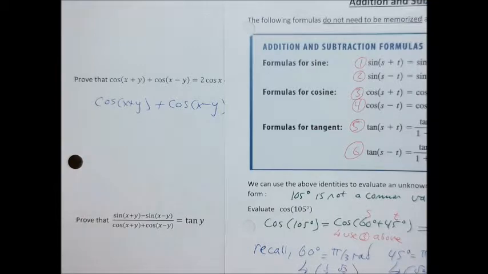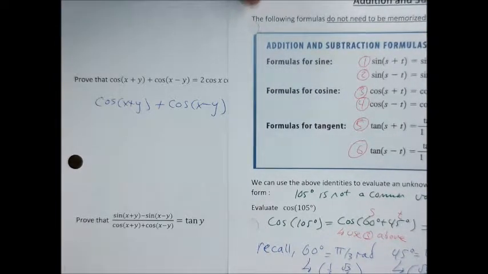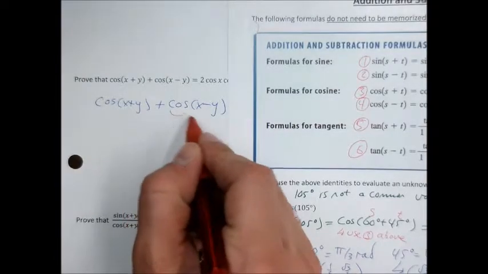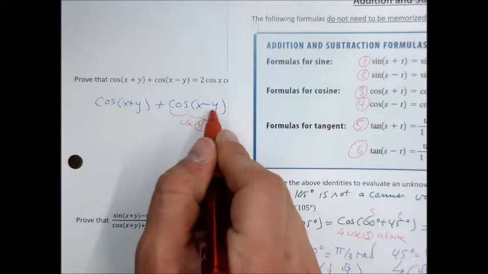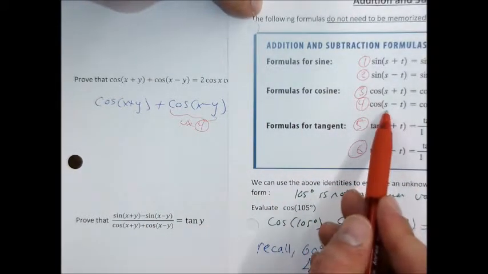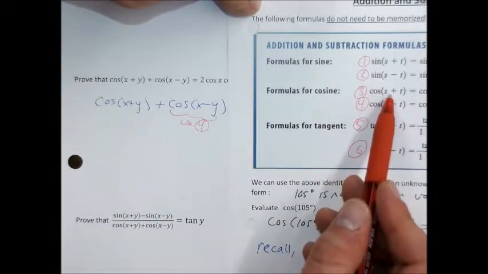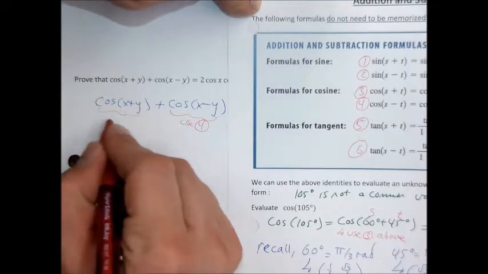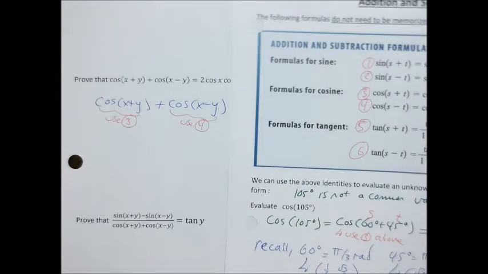Which is the fourth one? Did someone say the fourth one? Yeah, this one here, we would want to use number 4. Right, we've got cosine of 2 things being subtracted. Number 4 tells us what to do when we have cosine of 2 things being subtracted. And so the left one is number 3, right? Number 3 says what do we do when we have cosine of 2 things being added. And so we would use 3 and 4.